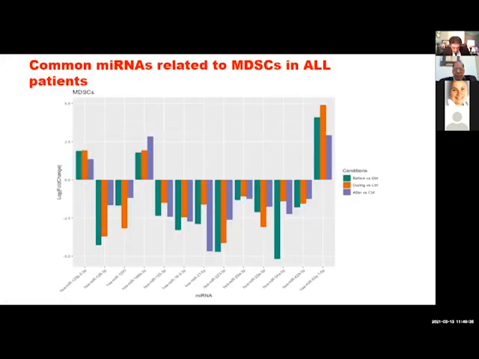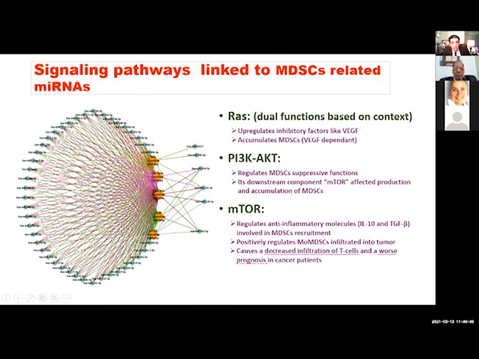And we confirmed the expression of these 13 microRNA by real-time PCR, and we found very interesting results concerning certain microRNA. And we looked at the pathways of these specific microRNA, and we found they are linked with RAS, PI3K, mTOR, and these are very important based on the literature. They are very important pathways in mediation of the immunosuppressive function of MDSC.